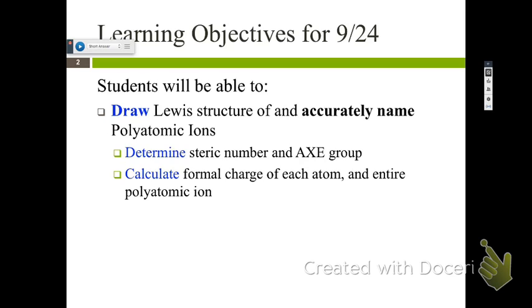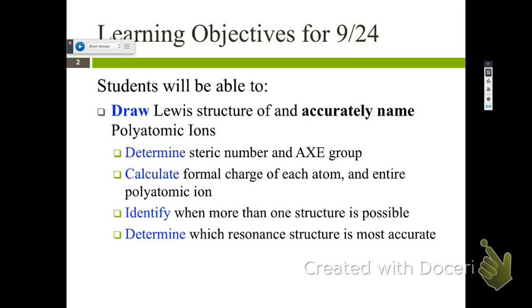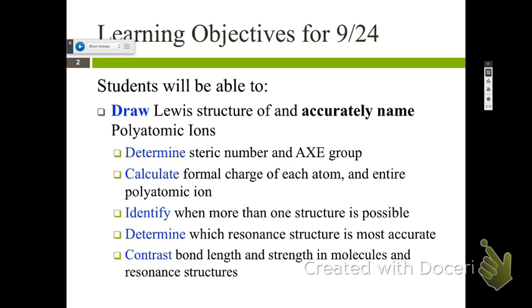All right, we're working on calculating formal charge. We're practicing that for individual atoms, an entire polyatomic ion. We'll be doing lots of that today. Identifying when more than one structure is possible, which we call resonance structures, and then determining which resonance structures are most accurate. Sometimes there is one. And then we're going to be talking about what that means about bond length, strength, and sometimes averages.